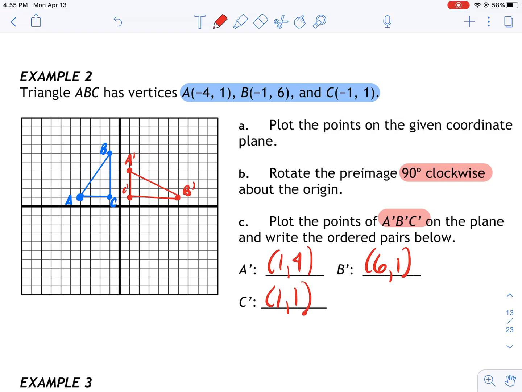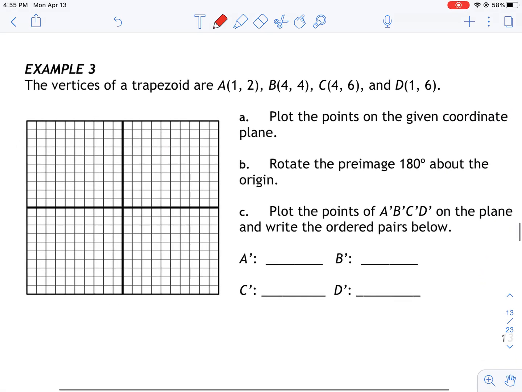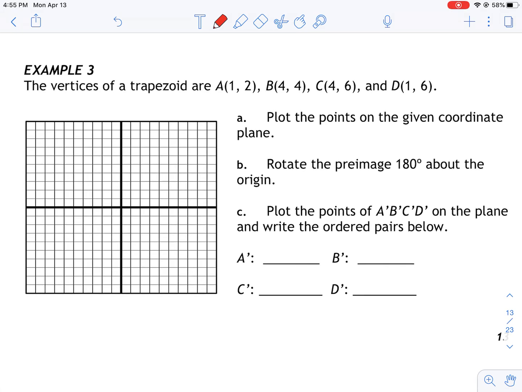So we're not going to worry about symbolic representations for rotations because they can be kind of tricky. Just get the transformation completed on your plane or on your paper, and we're good to go. I'm going to leave you example 3 to do right now, and then we'll go over it together.